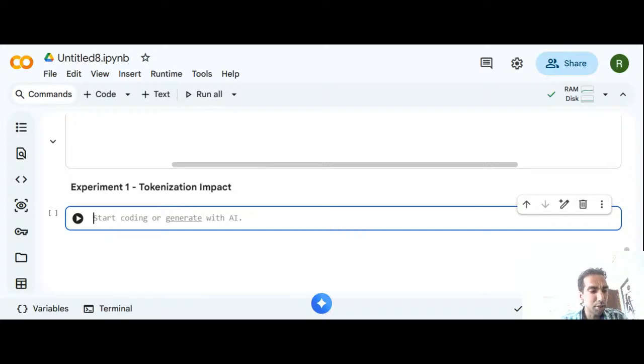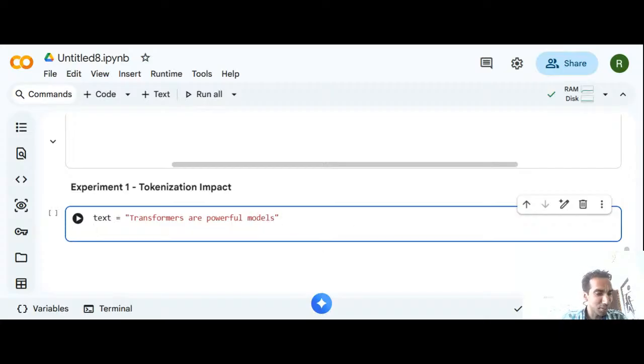So tokenization defines how language is broken into units. Bad tokenization means bad understanding. Does anybody remember what type of tokenizations we discussed in the class? Or anybody wants to answer what is tokenization? Aravinda? Aravinda is there? Yes, sir, I'm there. Tell me what is tokenization?